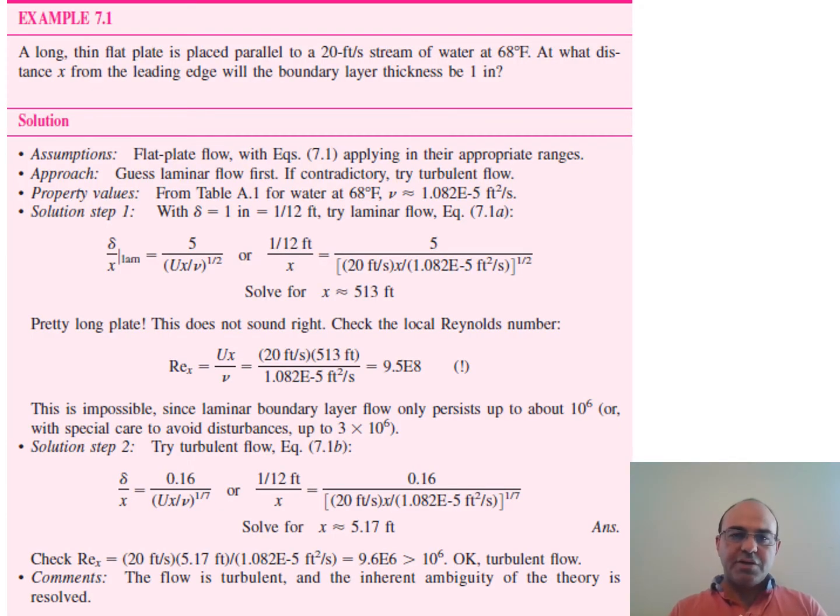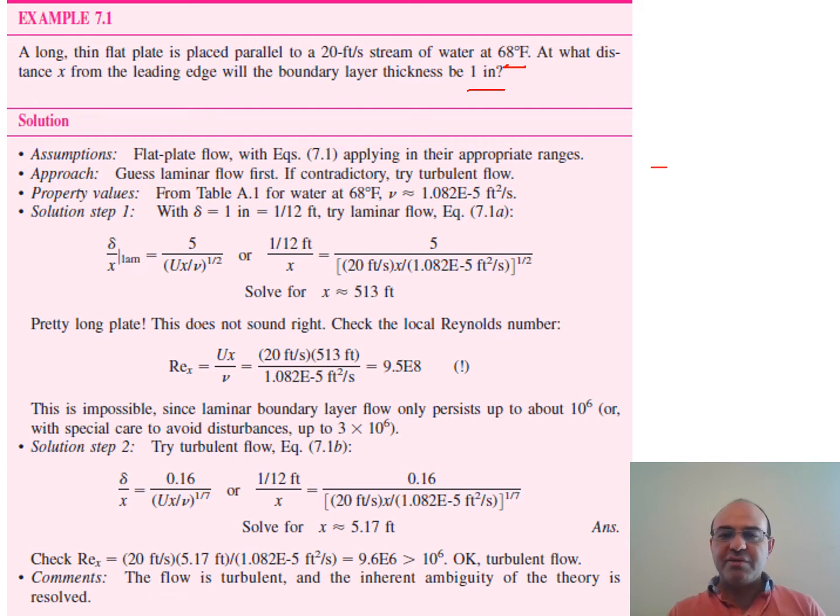All right, so let's do a quick example based on equation 7.1 to see how these things work, to get a sense of these numbers. We have a long, thin flat plate placed parallel to a 20 feet per second stream of water at 68 degrees F. At what distance x from the leading edge will the boundary layer thickness be 1 inch?